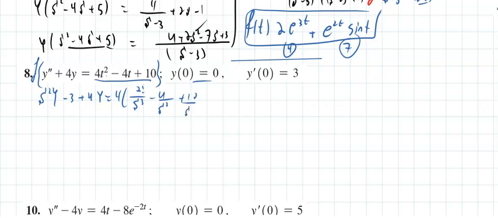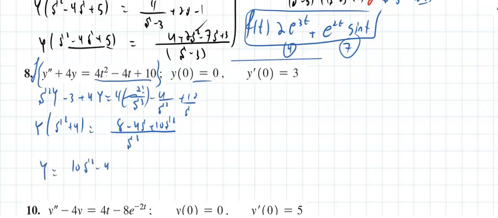So altogether I'm getting y times (s squared plus 4) equal to, all over s cubed, that's 8, minus 4s plus 10s squared, right? Because you get a common denominator. So y is (10s squared minus 4s plus 8) divided by s cubed times (s squared plus 4).